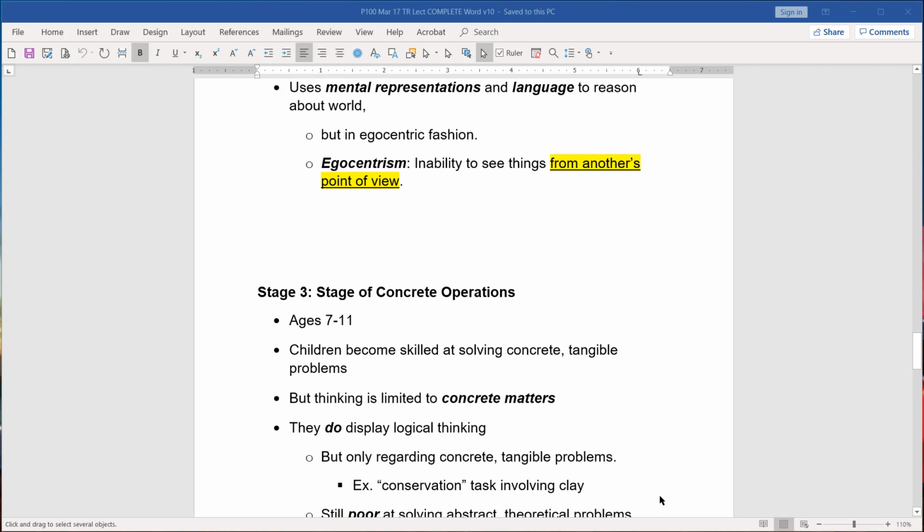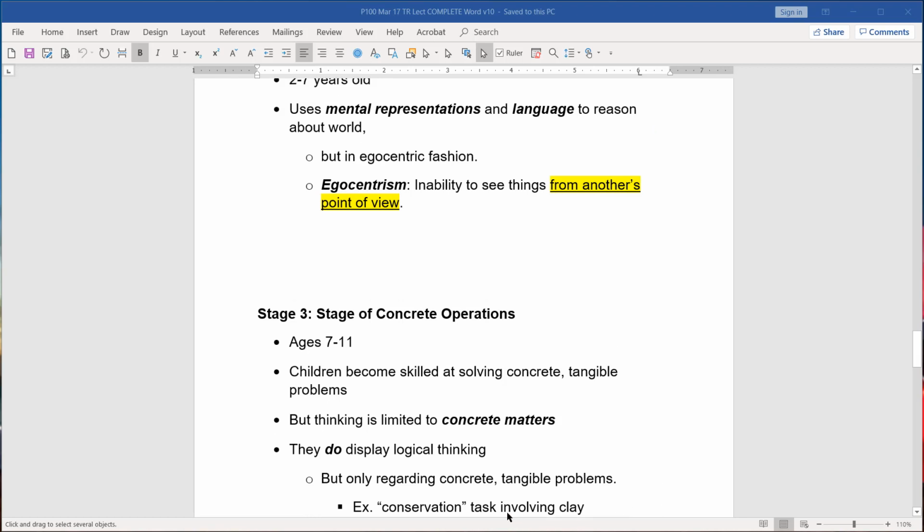I always illustrate this by talking about the conservation task involving clay that Piaget would use to demonstrate that a child is at the stage of concrete operations. I describe this to you and think about how this shows that the child is not very good at solving problems unless they're of a concrete nature, and even concrete problems can be challenging to them early in this stage. For example, conservation task is something that most kids master by the time they're late in this stage, around age 11, but not early in this stage.